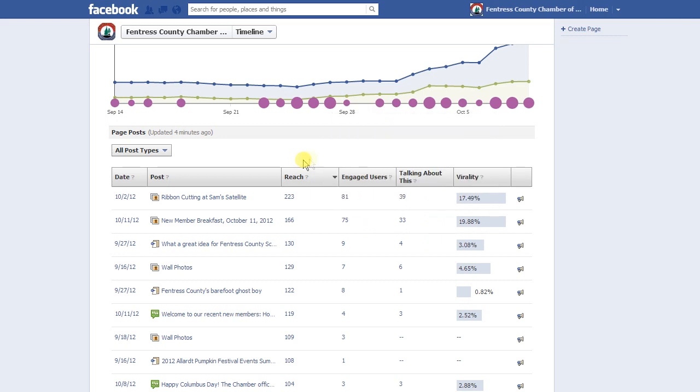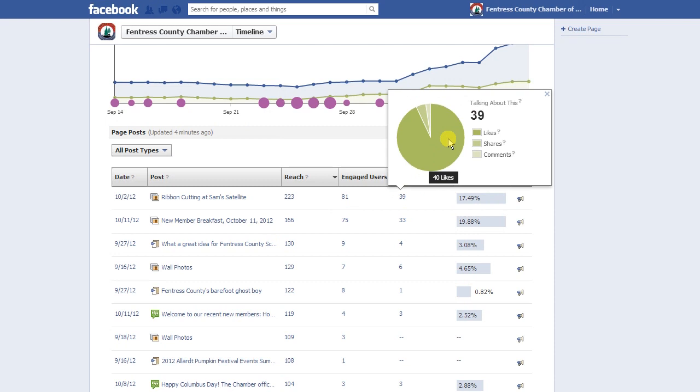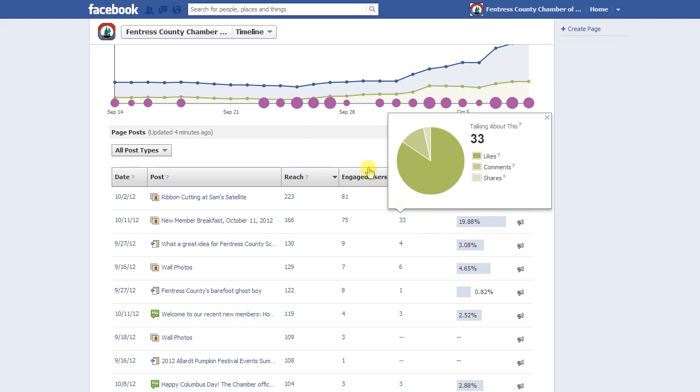Let's hover over here, people talking about this. You can see that there were 39 people talking about that ribbon cutting, of which, and the numbers don't always add up, which might have something to do with the real-time nature of Insights, 40 likes, 2 shares, 1 comment. So you have access to all sorts of information here.